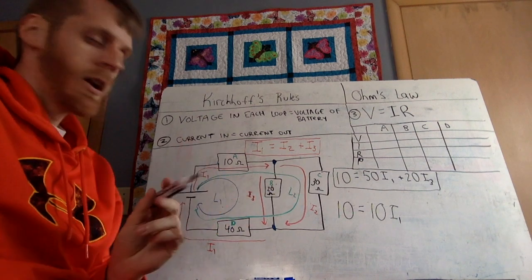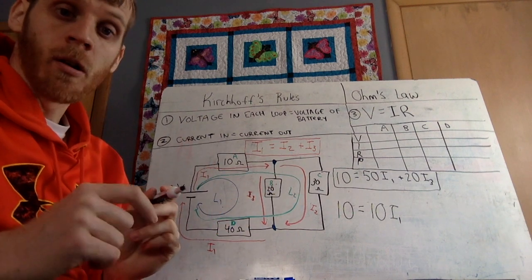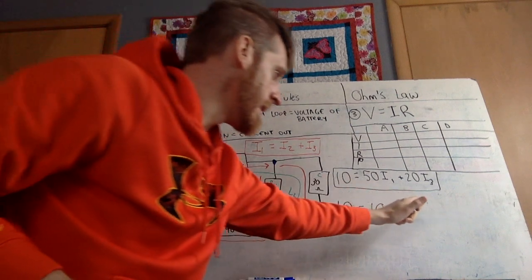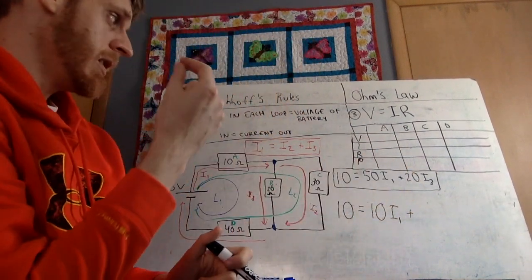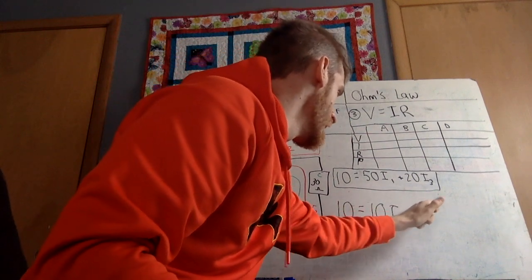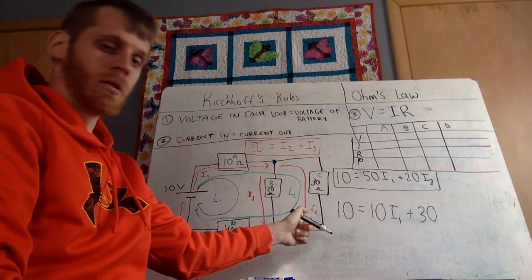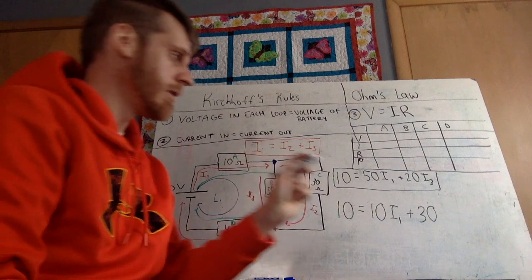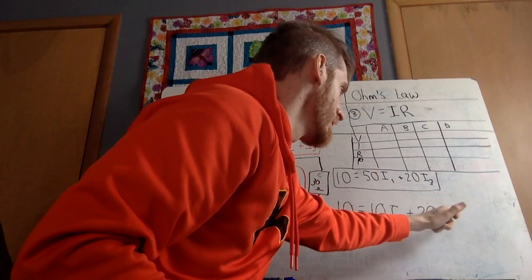We run into resistor C. Resistor C uses some voltage, not all 10, but some of the voltage. We're going to add that voltage on. It's going to be I times R. 30 is the R, and the I is I2. That's the current that resistor uses.